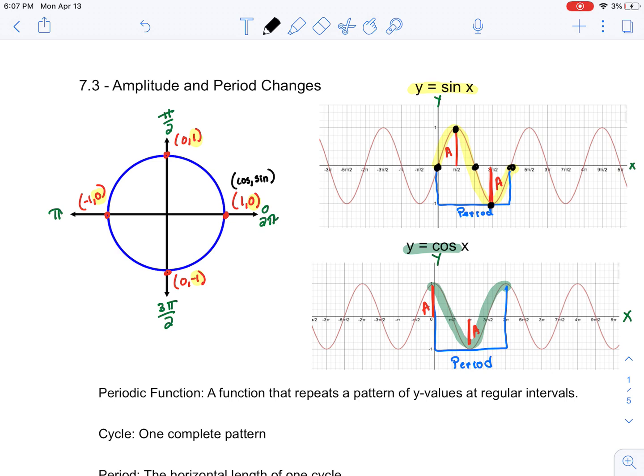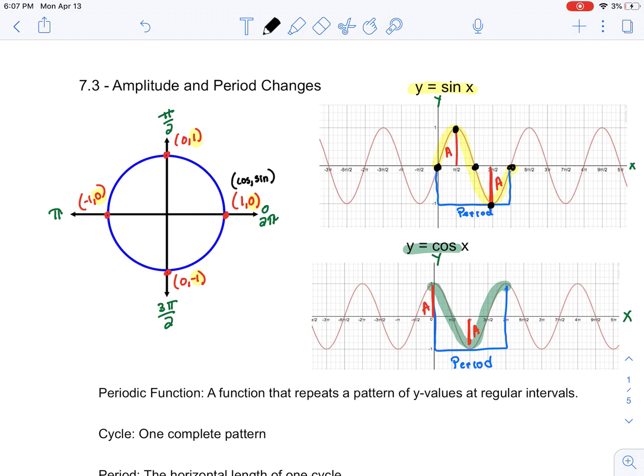So sine starts at 0, goes up, back to middle, down, back to middle. Those 5 points, it's always going to have that same pattern. No matter what our amplitude or our period are, we will have that same pattern of middle, high, middle, low, middle.